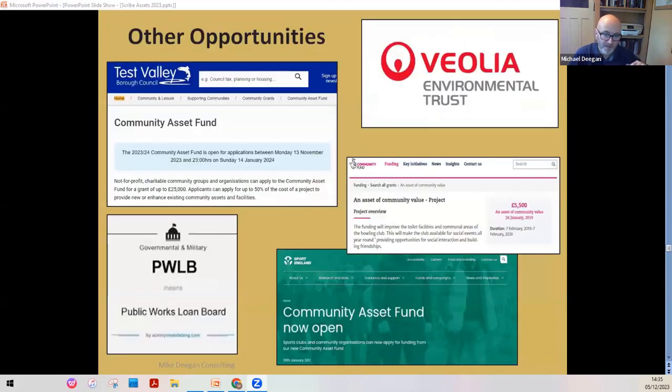In the meantime, there are some other funding opportunities. If you're lucky, your local principal council, like Test Valley Borough Council, might provide grants. Otherwise, there are the usual funding sources such as landfill trusts like Veolia, and some of the lottery distributors such as the National Lottery Community Fund and Sport England. They have relevant grants available. And if not, there's always the loan option from organisations such as the Public Works Loan Board, which I know some councils have gone down that route.